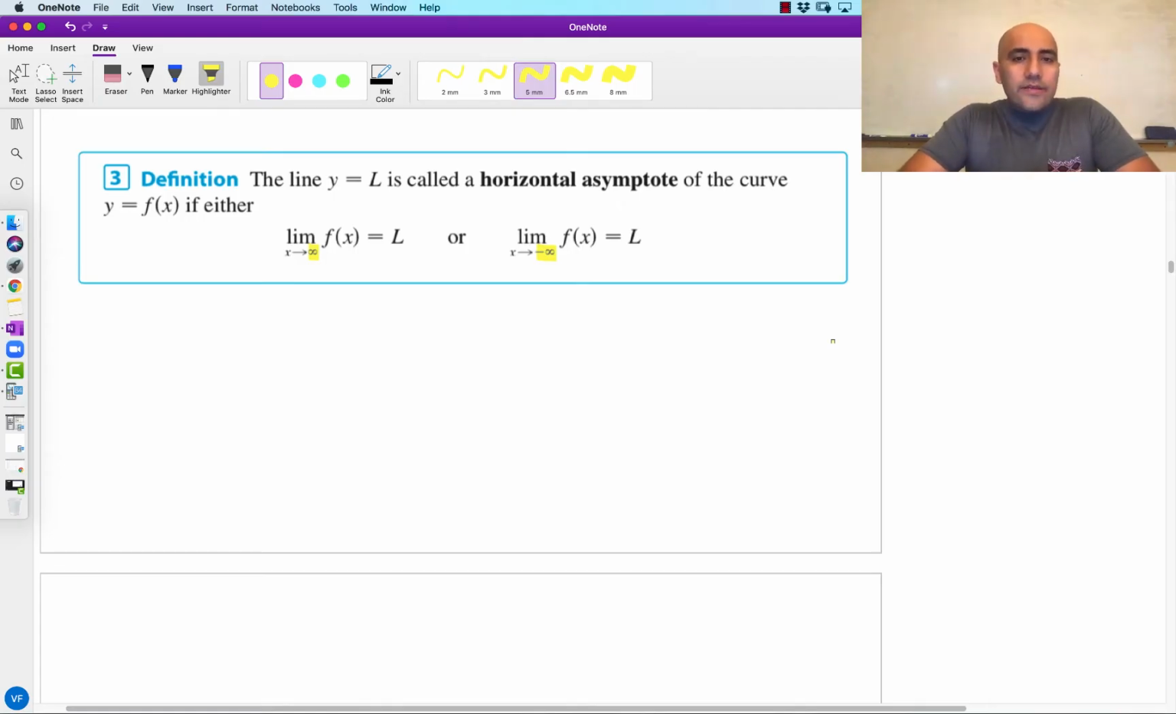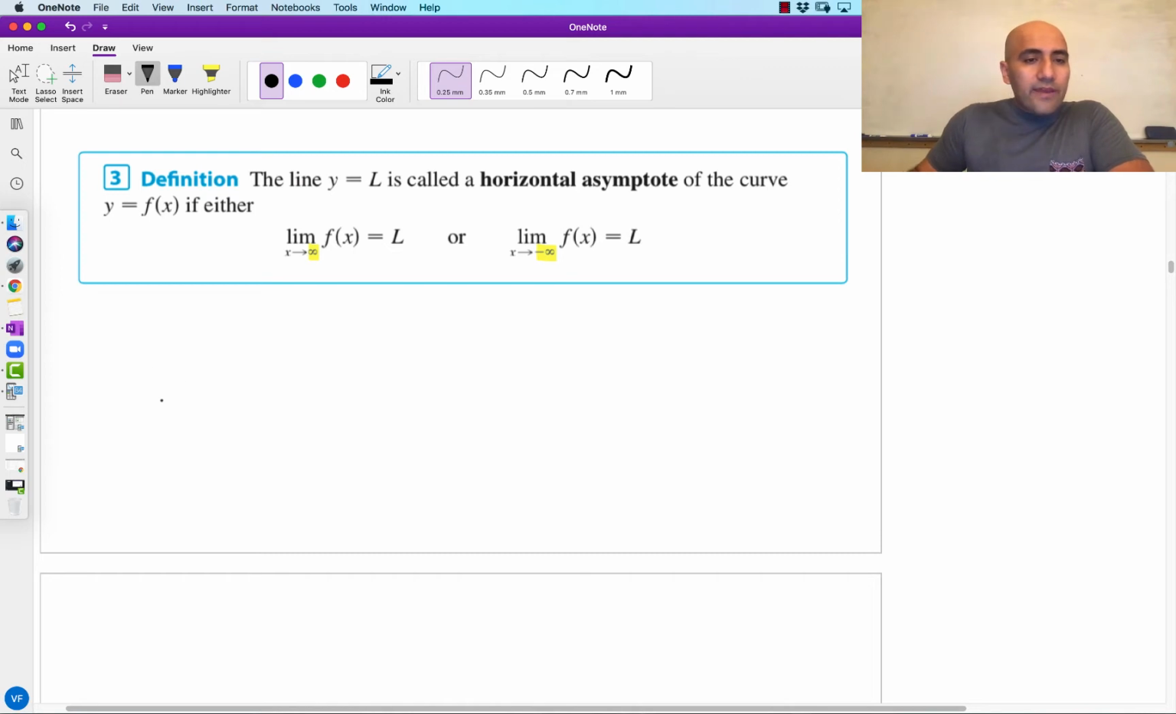Okay, note that it is possible for the function to converge to a horizontal asymptote as x approaches infinity that is different from a horizontal asymptote as x approaches negative infinity. Right, so the function could approach one number as x goes toward positive infinity and then approach a separate number as x approaches negative infinity. It could have two separate horizontal asymptotes. A very famous example for that one is tangent inverse.